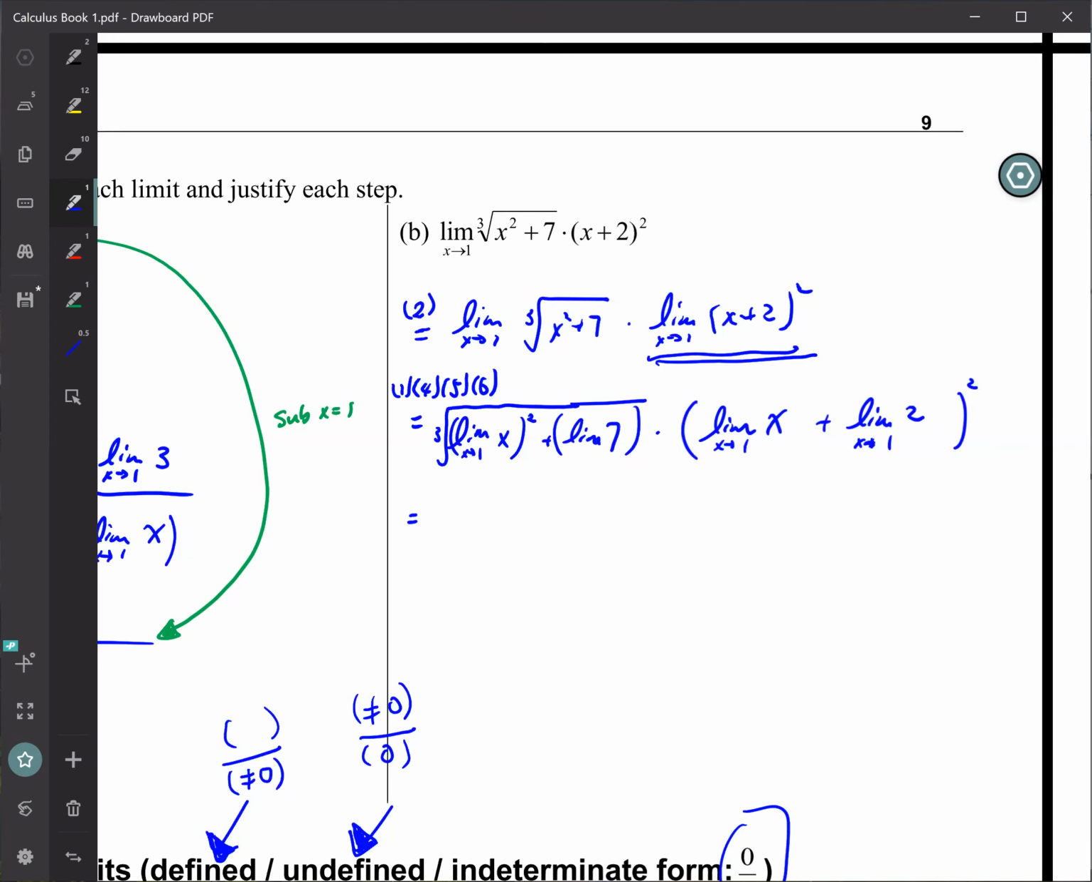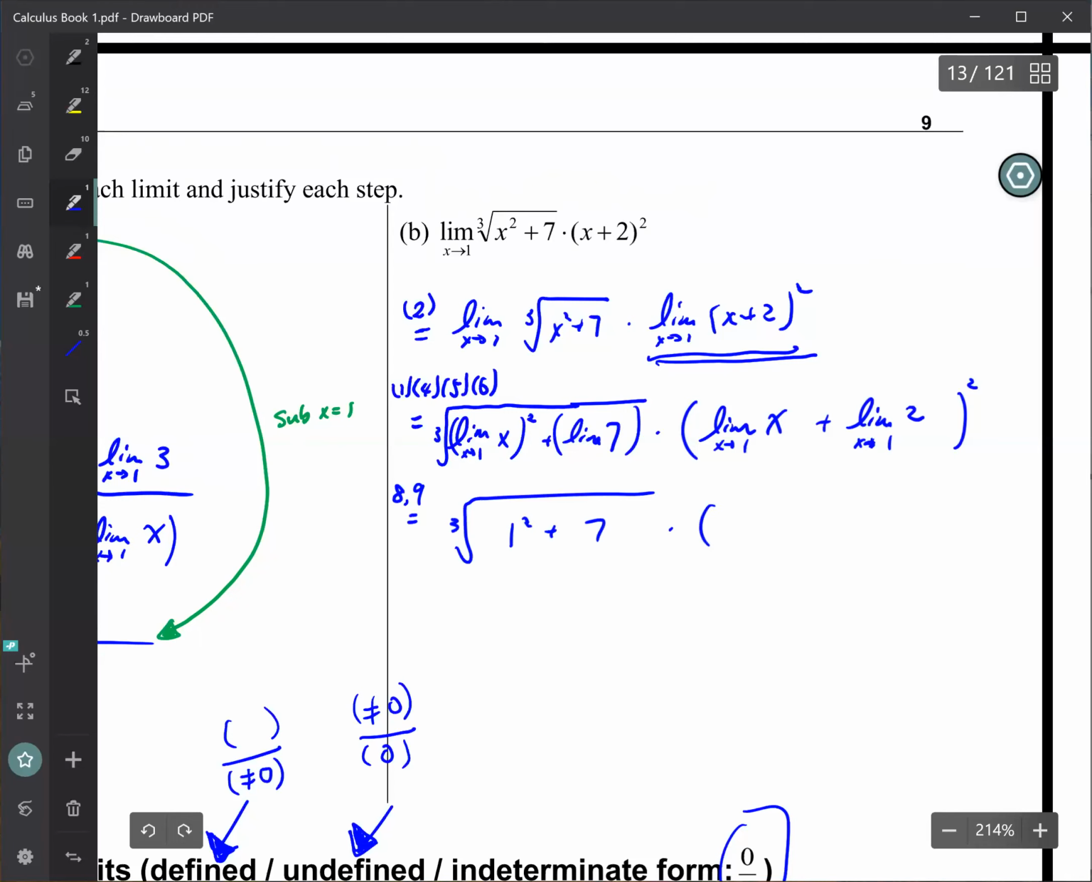And then next part, Emily, what do we do now? Which law? After that, I just use 8 and 9. 8 and 9, yeah. That's what I would choose as well. So what would it become? Cube root of 1 squared plus 7 times the, not the square root, the 1 plus 2 to the power of 2. Yep, okay. And then you just calculate the rest. Okay, so Leon, what do you have?